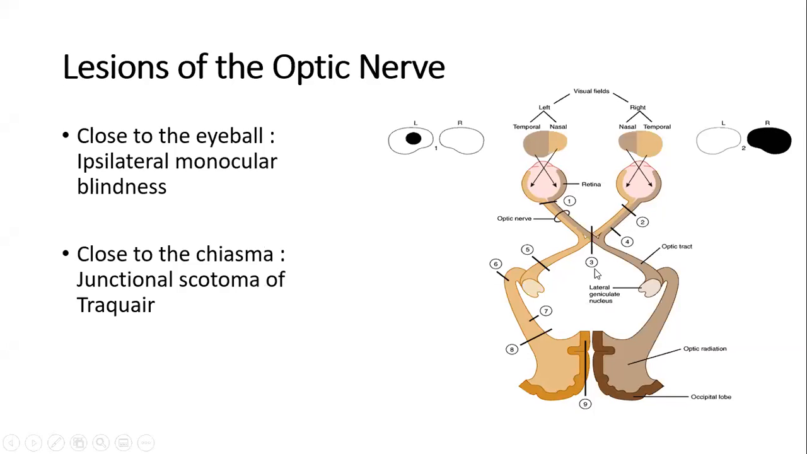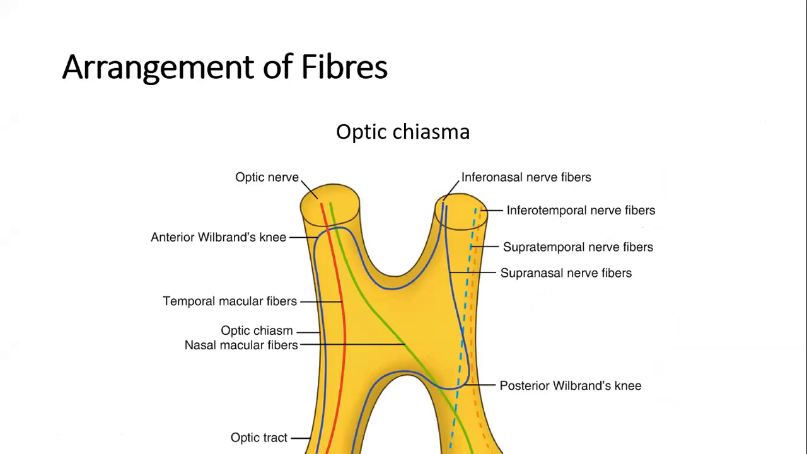So what happens when it is closer to the chiasma? We get something called the junctional scotoma of Traquair. Before we understand this, we need to know a little bit about the chiasmal architecture. So consider this was the retrobulbar portion of the optic nerve that we saw. The nasal fibers are nasally, temporal fibers are there temporally. Centrally, we have the macular fibers.